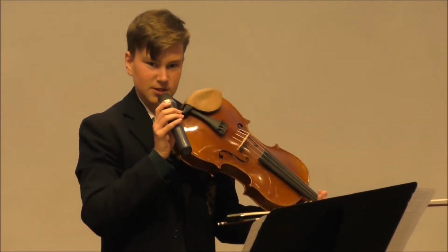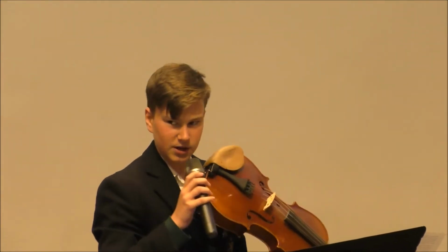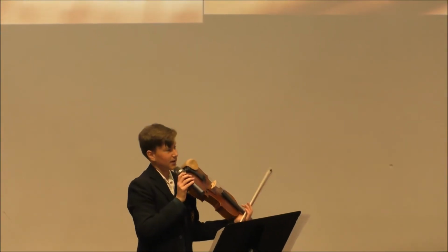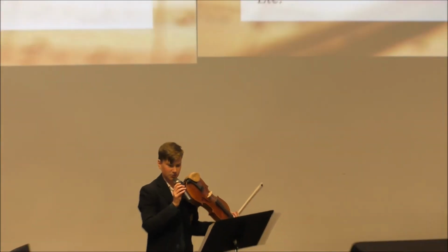If we know that this A vibrates at 440 Hertz, then we can work out the A sharp or B flat above that using this formula. So if you multiply 440 by the quotient of 15.9 and 15, or by multiplying 440 by 1.05946, the resulting number is 466.16376, and that is the exact amount of times that this string will vibrate when I play this note. So in 1 second, that string vibrated 466.16376 times. Pretty cool. You can use that same formula to find any note in the equal tempered system, as long as you know the notes around it, of course.